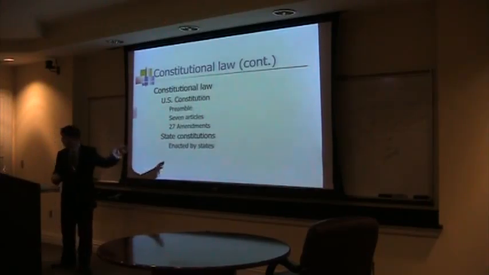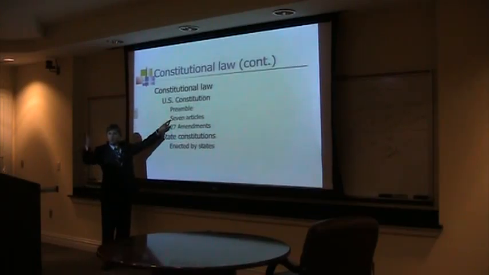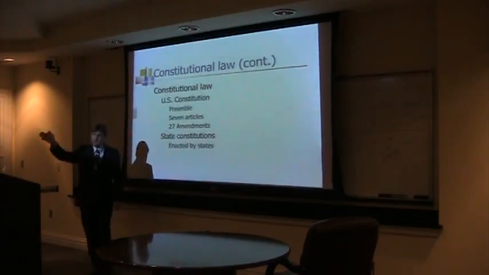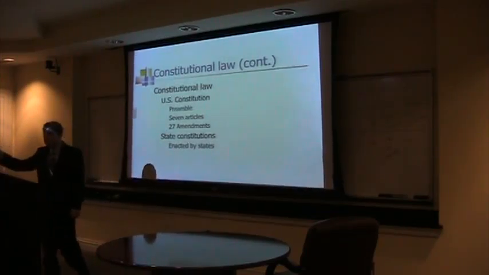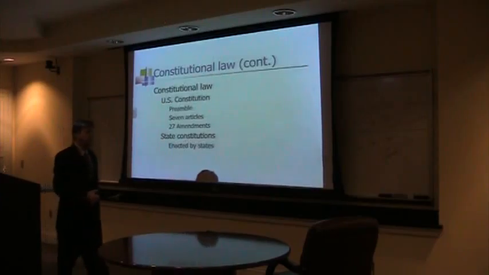And we talked about this in our discussion. We said in the seven articles, the first three are the most important. Article 1 sets out the powers and authorities of the legislative branch. Article 2, executive. Article 3, judiciary. That's interesting.